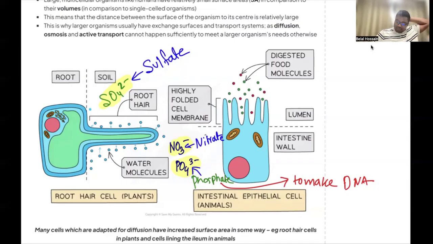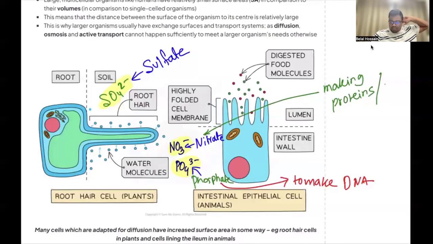Anyways, nitrate for plant, nitrate is needed for making proteins and DNA, because DNA contains nitrogen. Sulfate is needed for making proteins.